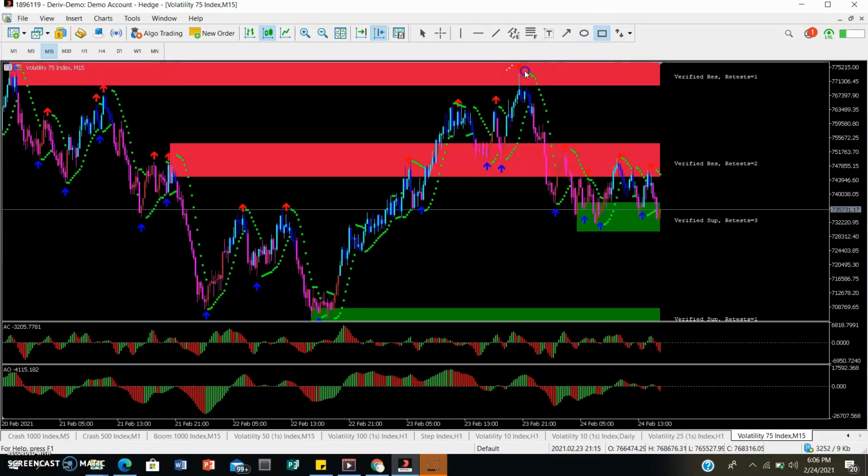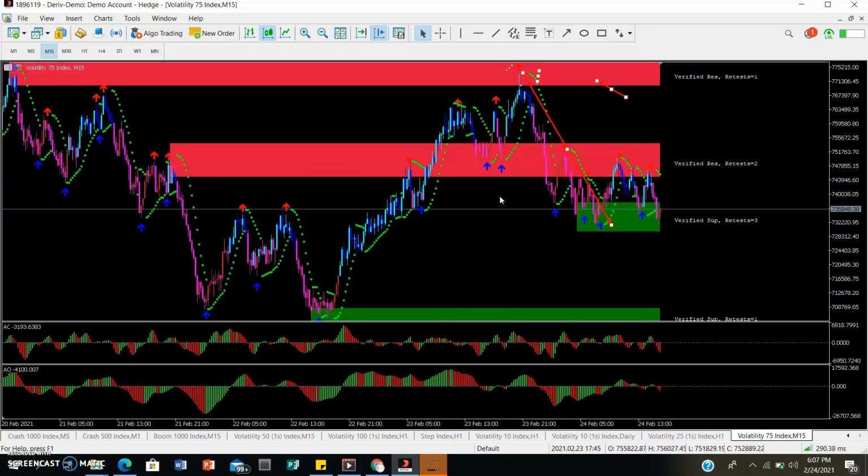Number 1, we had our red arrow indicating that we're going down. Number 2, we had our dots above the candlesticks indicating a sell. These are parabolic dots. And then with a verified resistance. So this move was quite expected because we had a triple confirmation on it, right?